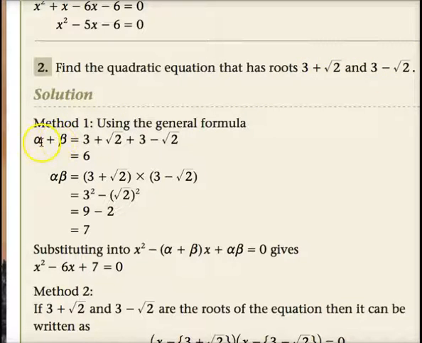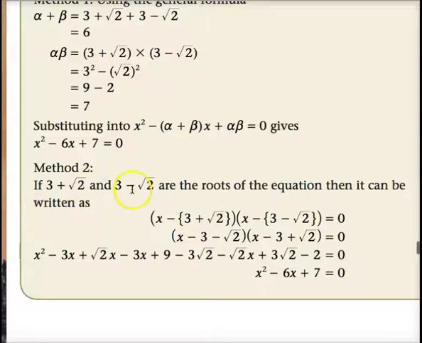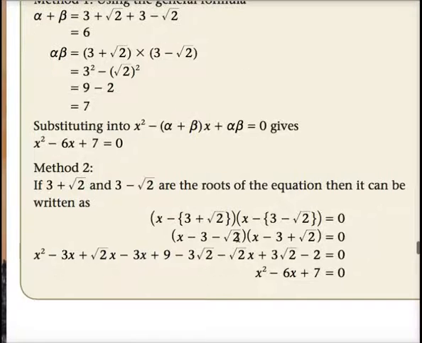Method 1 is using the formula. Sum of roots is just adding those two together. You get 6. Product of roots, multiplying those. Aren't they the difference of 2 squares? A plus B, A minus B. And then substituting it into that formula. Method 2 is, if these are my answers, what factorization did they come from? Now this is looking pretty complicated. So I think you should choose method 1 for this other type.